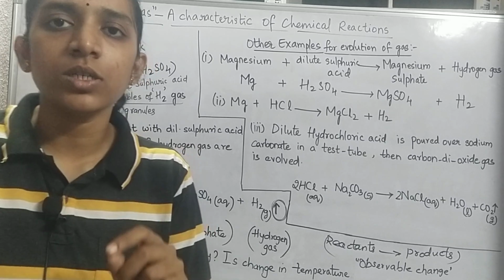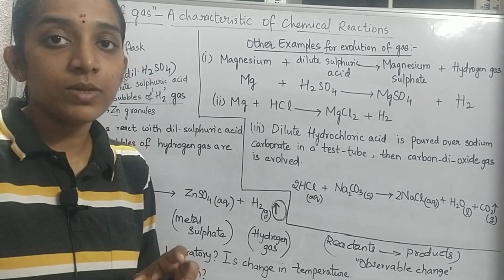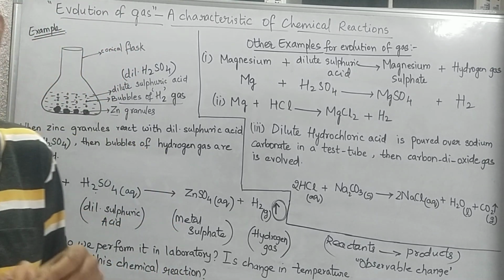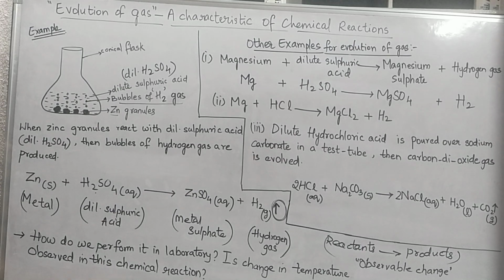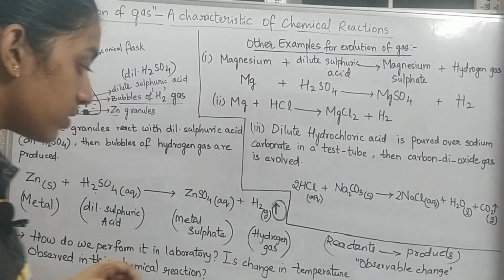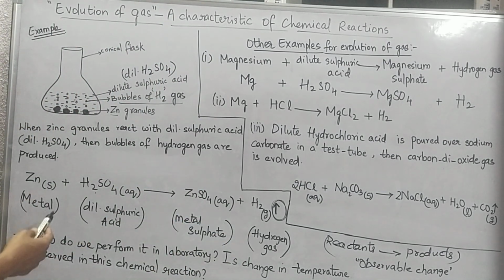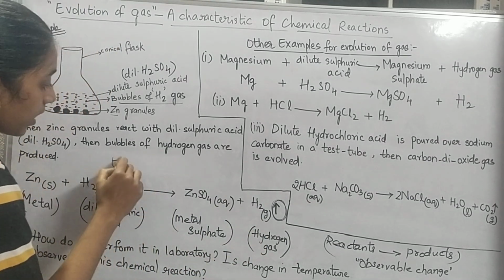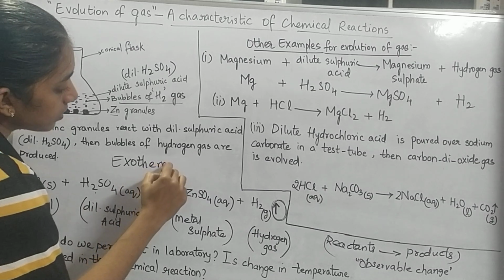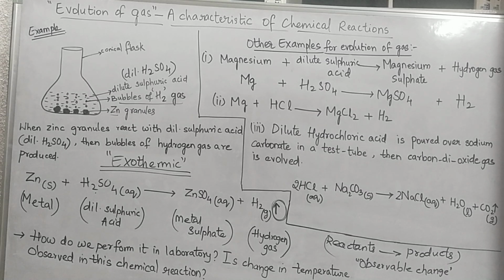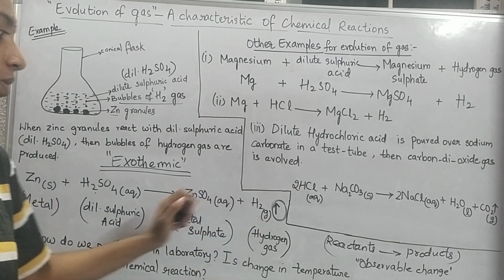And what is the observable change we have noticed here? When we touch the bottom of the conical flask, it will be somewhat hot. So is change in temperature observed in this chemical reaction? Yes, change in temperature is observed, which means that this reaction where zinc reacts with dilute sulfuric acid to give zinc sulfate and hydrogen gas is an exothermic reaction. What is an exothermic reaction? Heat is evolved, heat is released during this reaction. So this reaction is also an exothermic reaction, and we have seen hydrogen gas evolved here.